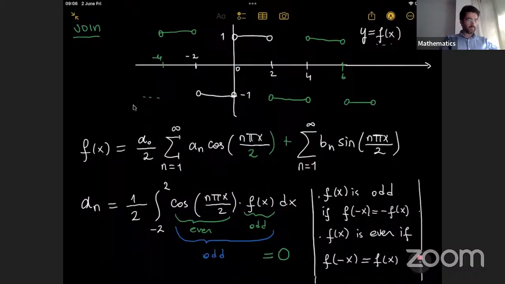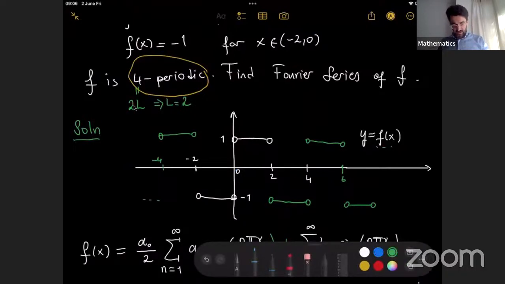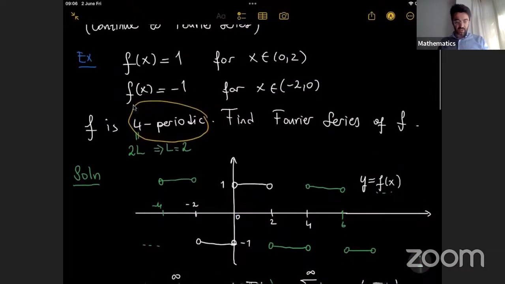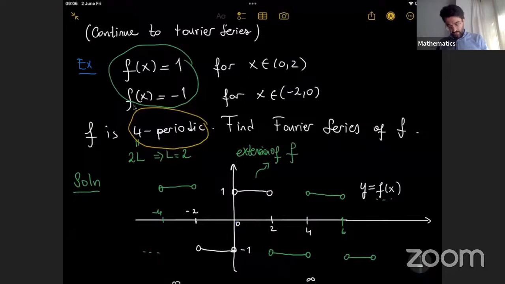Good. By the way, we call this the function extension. Maybe we should note that here. So this is the extension of f. At first, the function was given only on the interval from -2 to 2. We extended it to the whole real line. So this is the extension of f, and it's an odd extension because it's an odd function, right? This is called the odd extension of f to the set of real numbers.